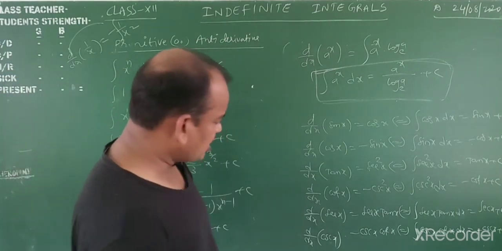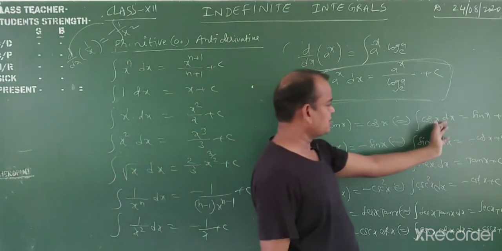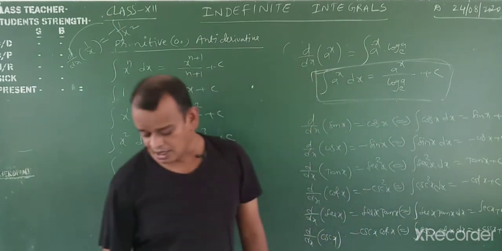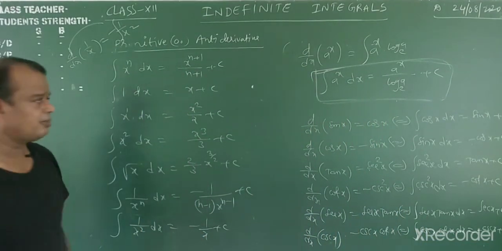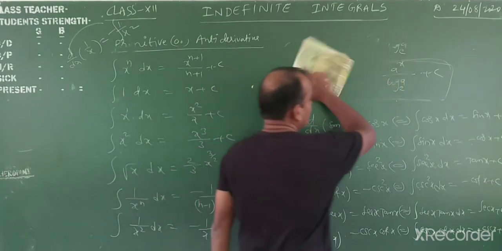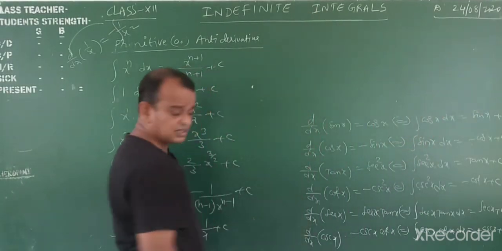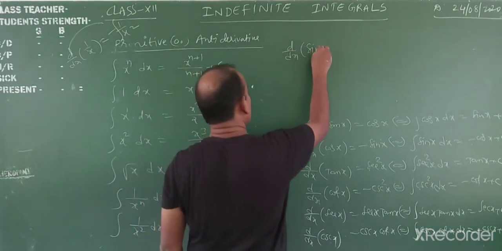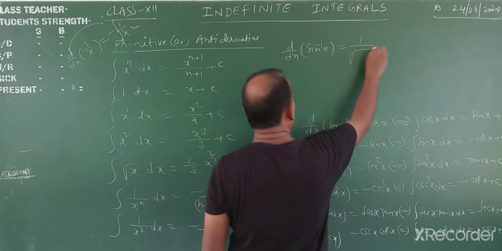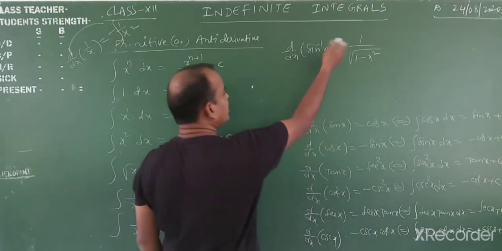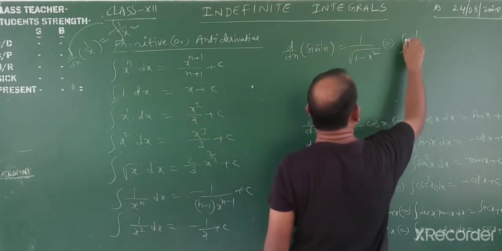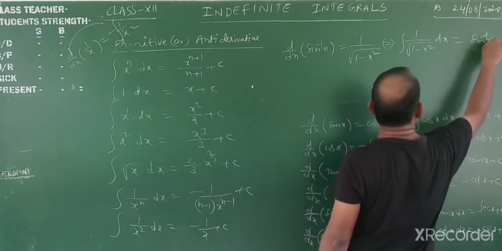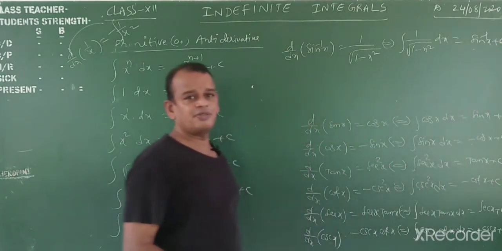Already you learned the formulas: the integral of cos x dx, integral of sin x, integral of secant square x, integral of cosecant square x. Now the inverse trigonometric functions. You know the derivative of sin inverse of x very well, or not? The derivative of sin inverse of x equals 1 by root over 1 minus x square. Now integration: the integral of 1 by root over 1 minus x square with respect to x equals sin inverse of x plus c. In this way we will write the remaining.